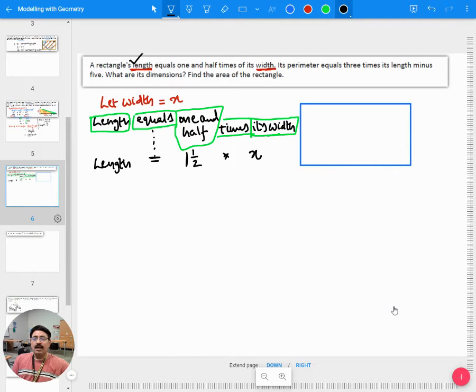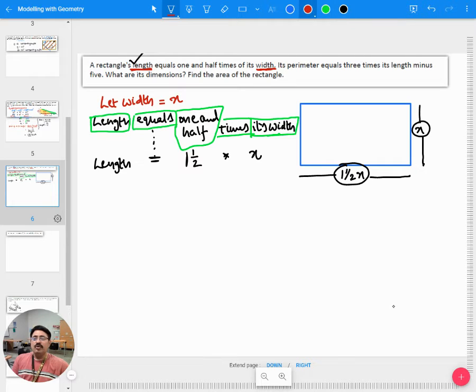Now it is given as 1.5x, that's the length, and width we thought of as x. Okay.